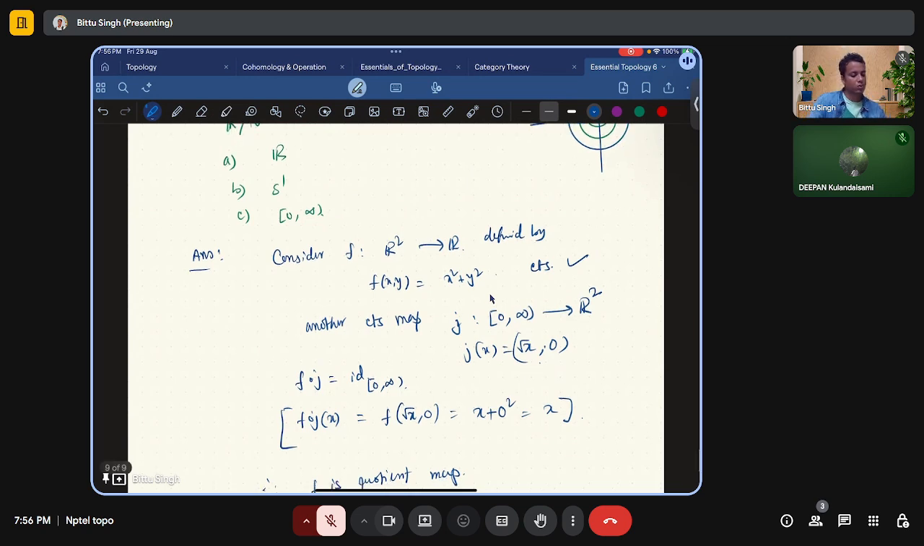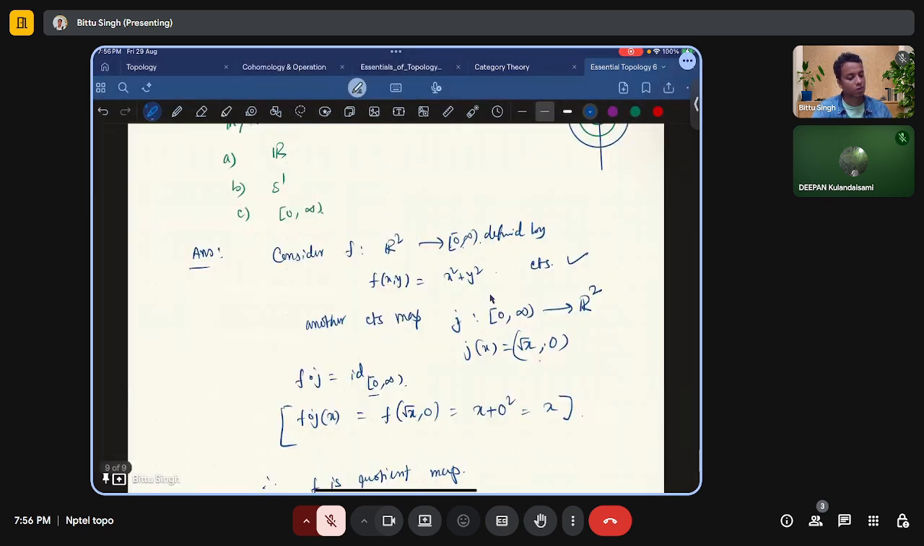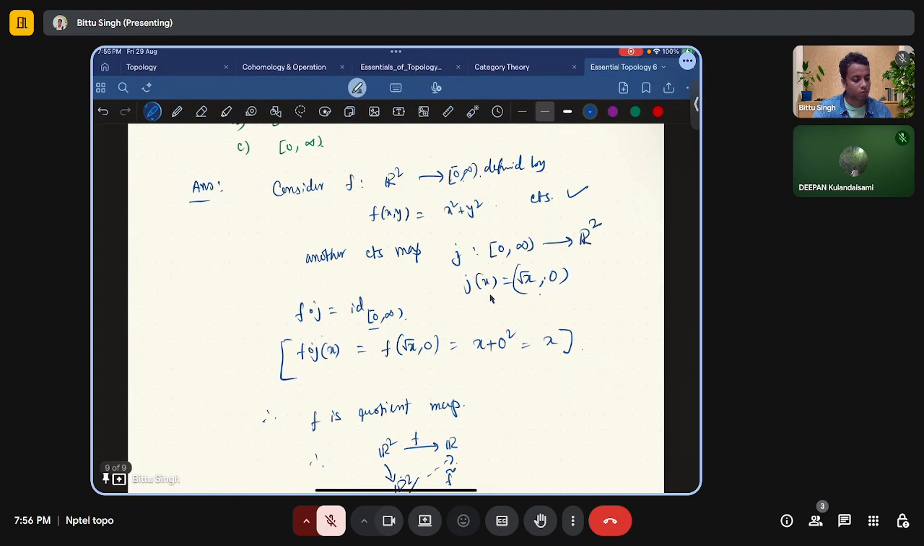F compose J is not identity on 0 to infinity, because we can see that J maps 0 to infinity to R2, but here F maps R2 to R. So we need to modify the map. Send F from R2 to closed 0, open infinity. Then this becomes identity. Now we can apply the theorem that a retraction is always a quotient map. F compose G is identity, those kinds of maps, F is called a retraction.